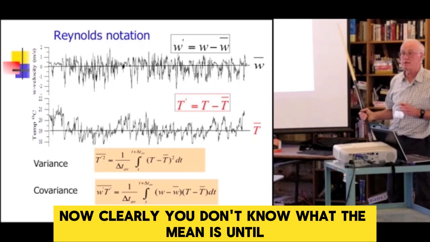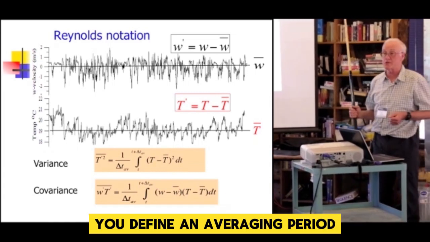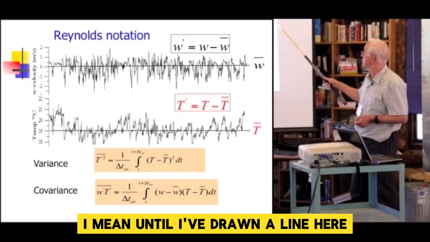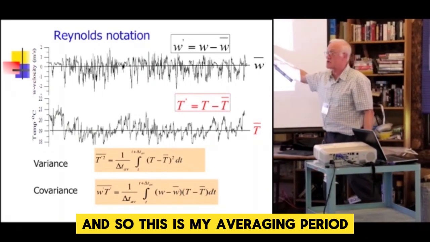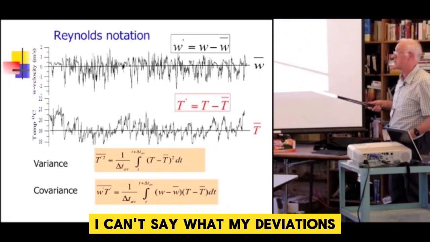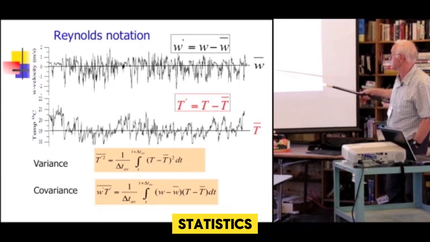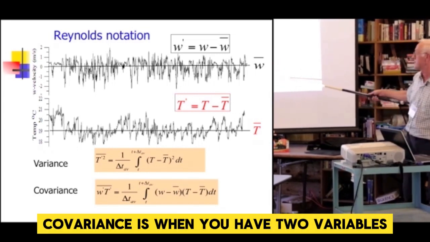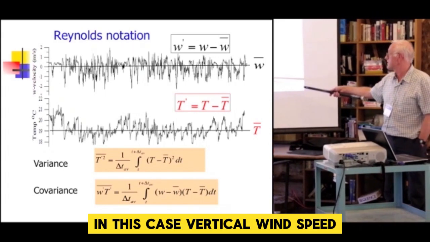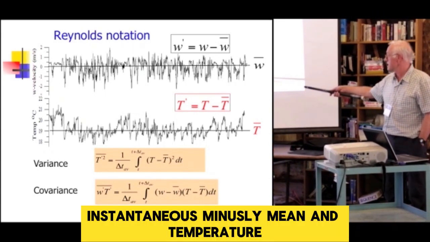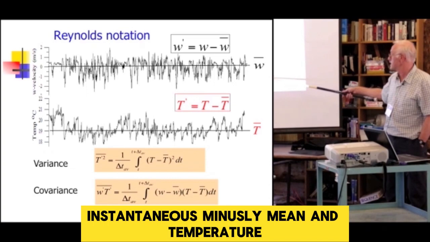Now, clearly you don't know what the mean is until you define an averaging period. I mean, until I've drawn a line here and say this is my averaging period, I can't say what my deviations are. And so this is just standard first year statistics. Covariance is when you have two variables. In this case, vertical wind speed, instantaneous minus the mean, and temperature.